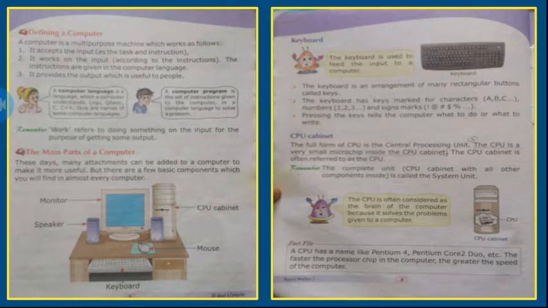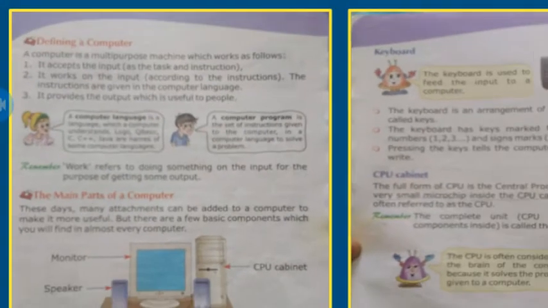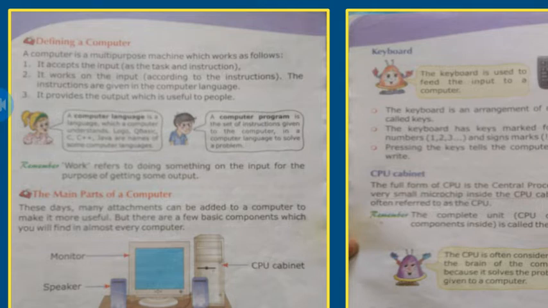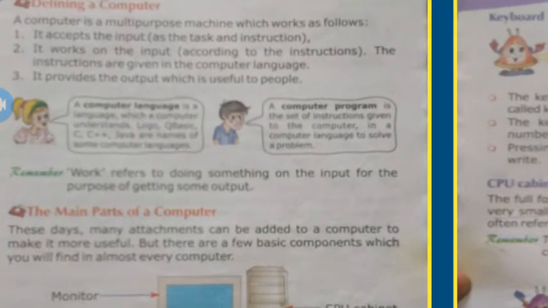Now, defining a computer. In the previous class, you have already learned about the computer. What is a computer? A computer is an electronic machine. A computer is a multi-purpose machine which works as follows. It accepts the input. It works on the input according to the instruction. The instructions are given in a computer language. It provides the output which is useful to people.